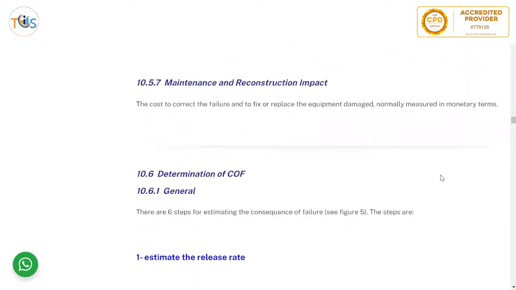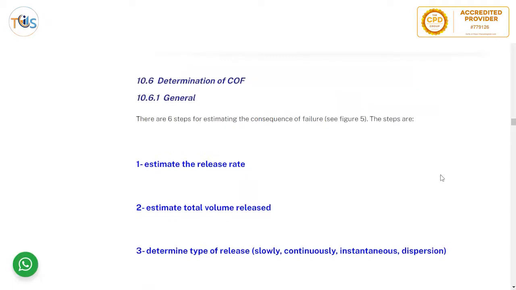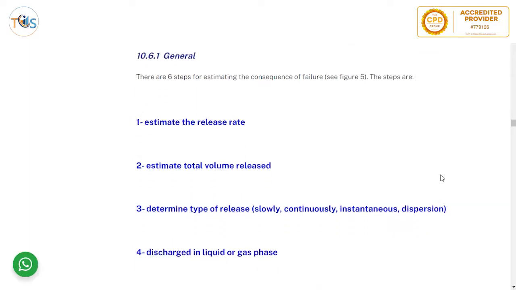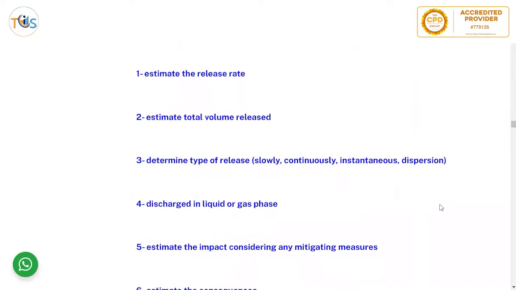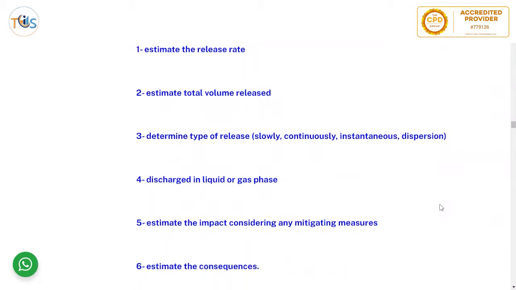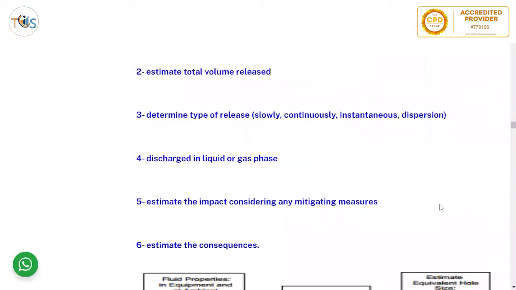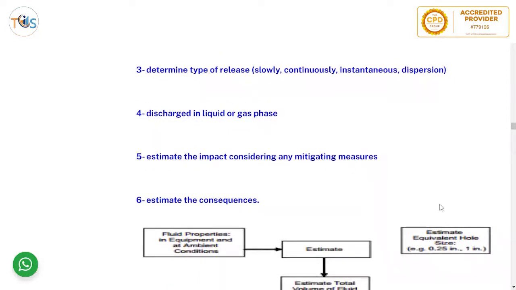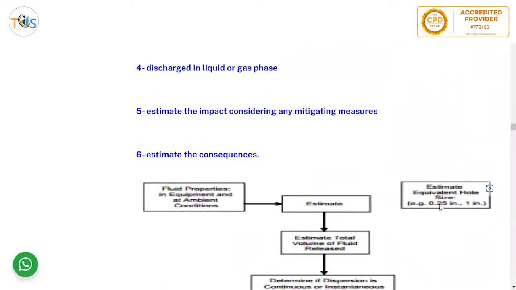Maintenance and reconstruction impact. The cost to correct the failure and to fix or replace the equipment damage is normally measured again in monetary terms. Determination of consequence of failure. There are 6 steps for determining the consequence of failure. Please see Figure 8 in API 580. These steps are: estimating the release rate, estimating the total volume released, determining the type of release, slowly, continuously, or instantaneous, dispersion, discharge in liquid or gas phase, estimating the impact considering any mitigating measures, and then estimating the consequences.